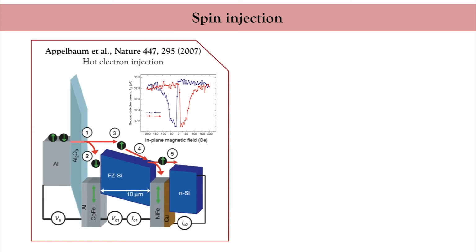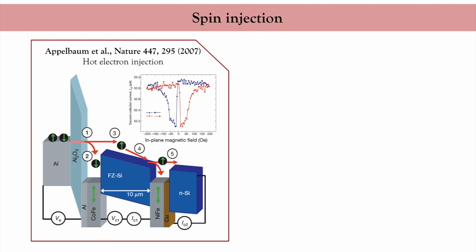The first experiment is due to Applebaum and coworkers. To circumvent the resistance mismatch issue, they injected hot electrons from the metal into the silicon channel. That's a very challenging experiment, as it requires applying large voltages across the heterostructure.